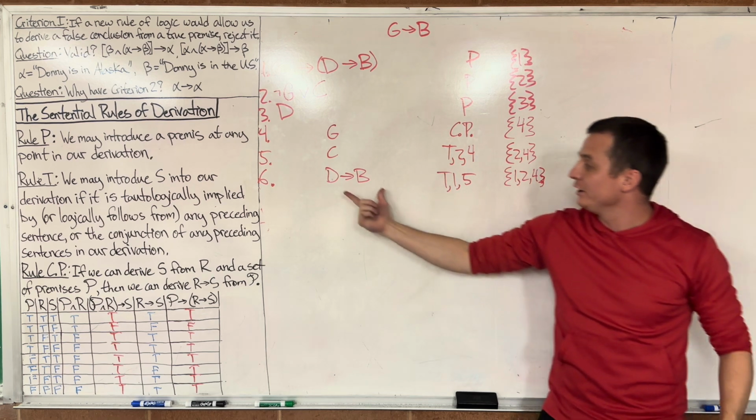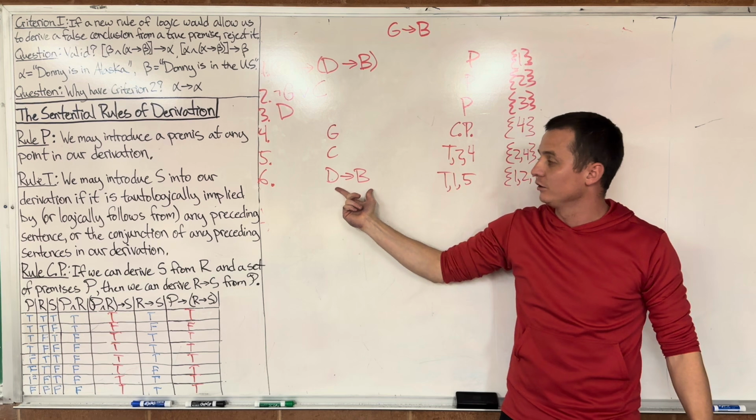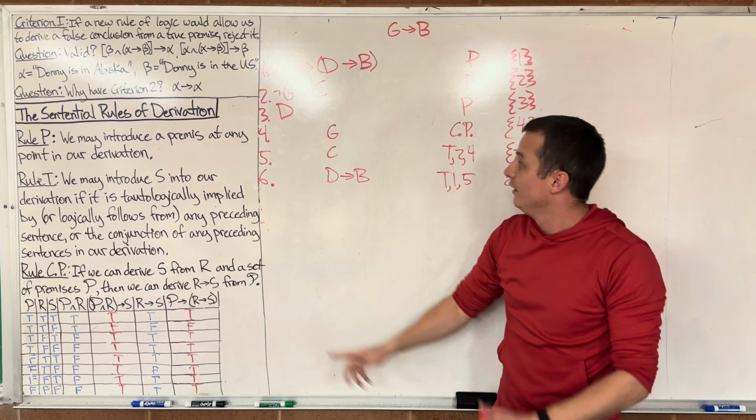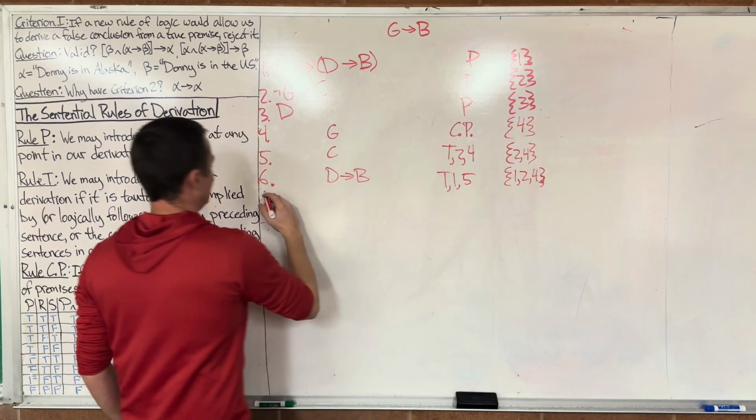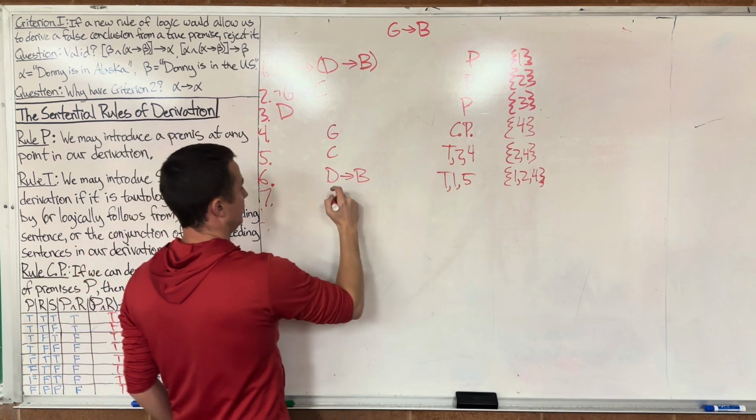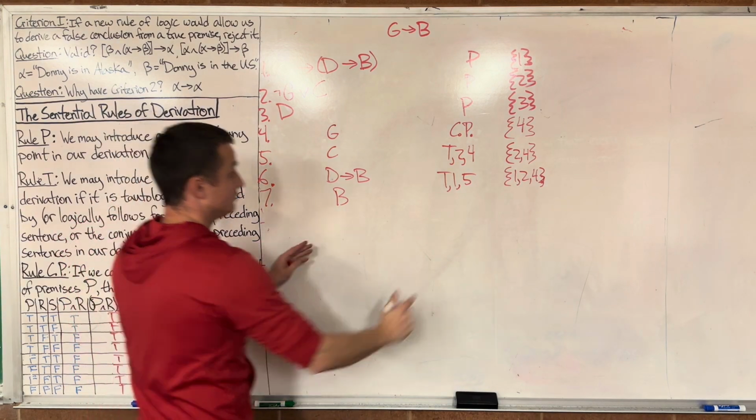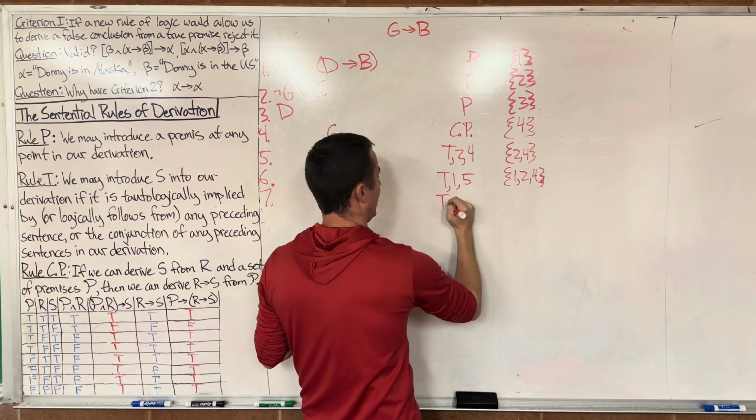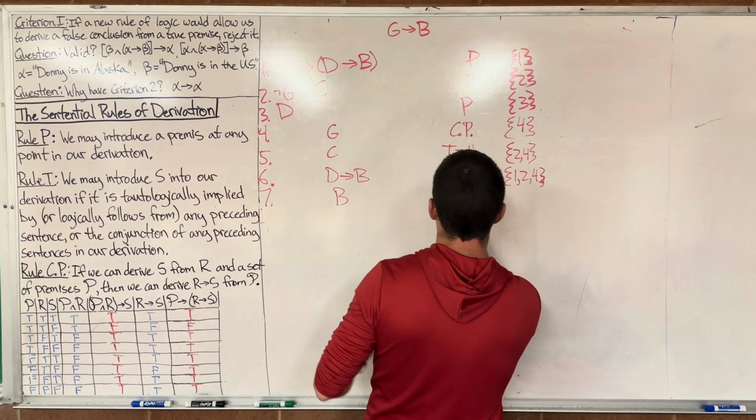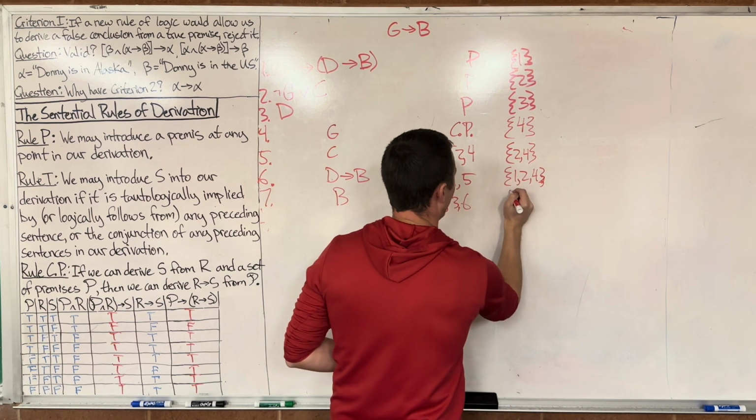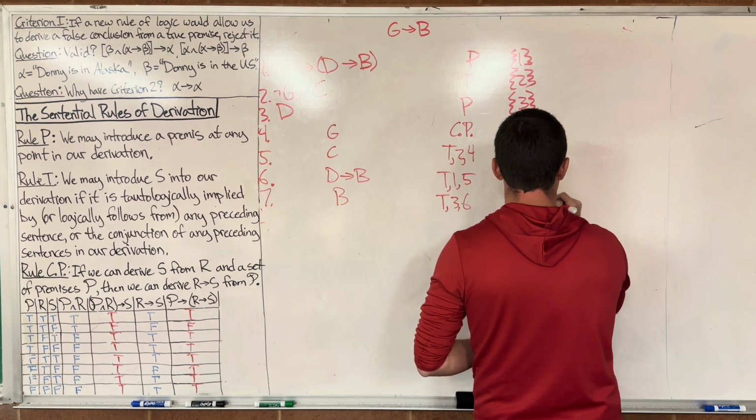Okay, so now I know D implies B, and I know D, so what can I conclude? B. I know if D is true, then B is true, and I know D is true. So I can now say B is true. And this was tautologically implied by lines 3 and 6. And so now we are dependent, for our validity, on lines 1, 2, 3, and 4.